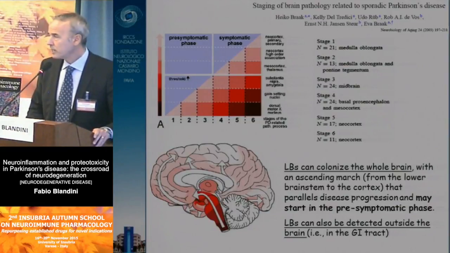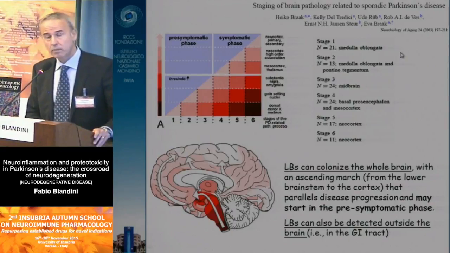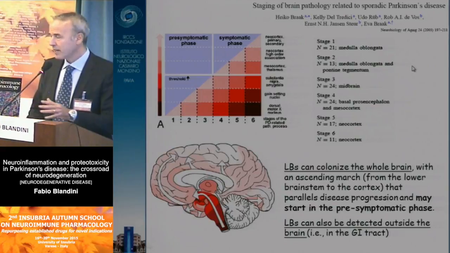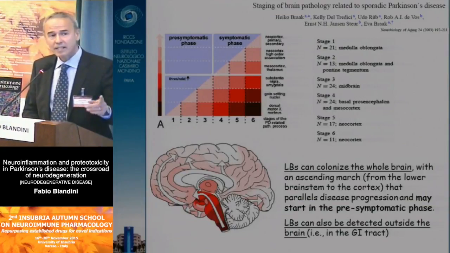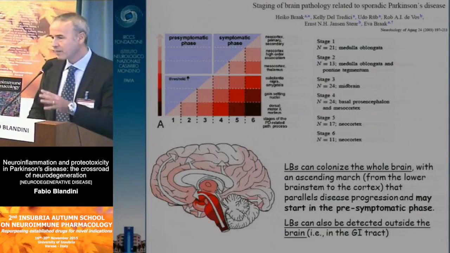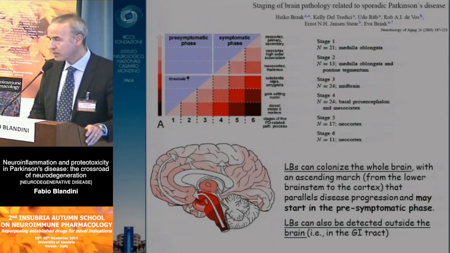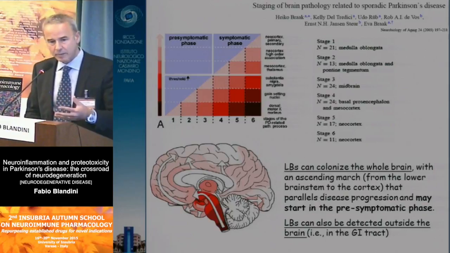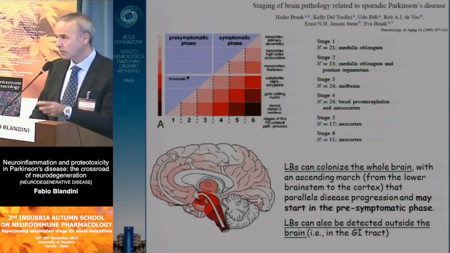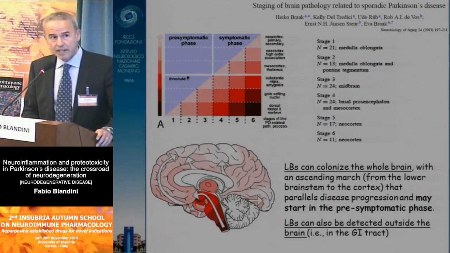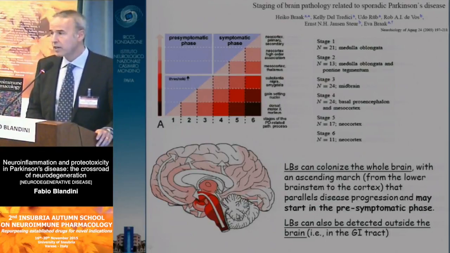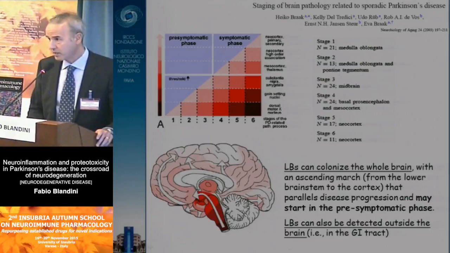A major breakthrough when we speak of alpha-synuclein and Lewy bodies in particular came in 2003 when this group of German pathologists described a very peculiar behavior, we might say, that affects Lewy bodies. Until that time, it was thought that Lewy bodies were basically confined to the nigrostriatal system, and that Lewy body occurrence was strictly connected to the onset of the motor manifestations. What this group proposed and then demonstrated with this paper and many others that followed is that actually Lewy bodies can occupy the whole brain, and this colonization starts in the very early phases of the disease, possibly in the pre-symptomatic phases.